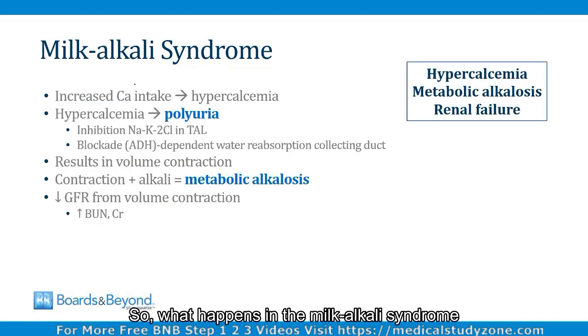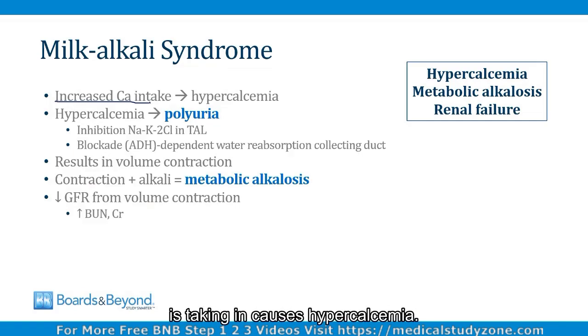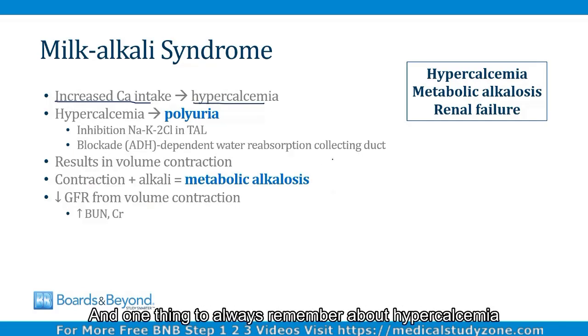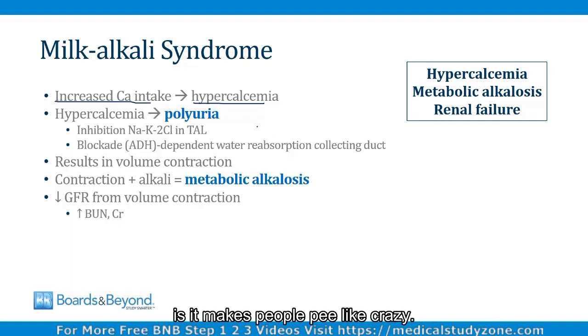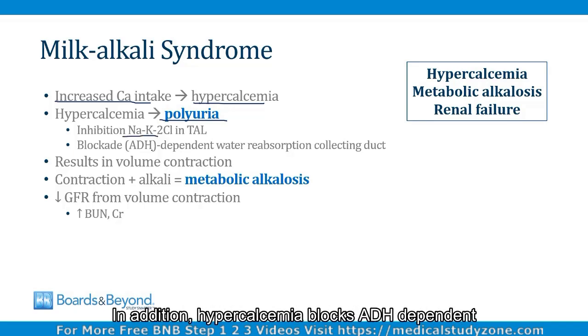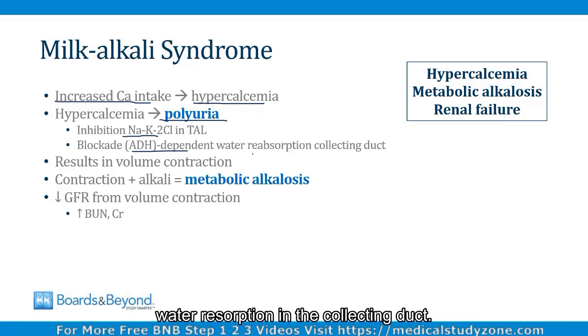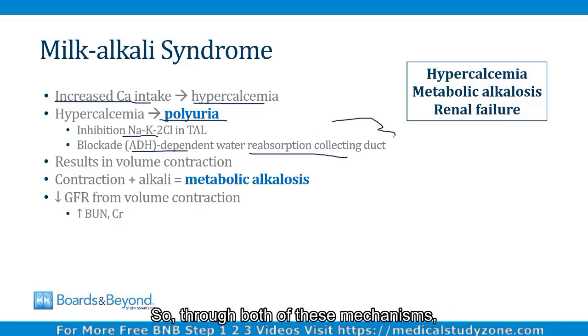So what happens in the milk alkali syndrome is all that calcium that the patient is taking in causes hypercalcemia. And one thing to always remember about hypercalcemia is it makes people pee like crazy. So anyone who's hypercalcemic for any reason is going to develop polyuria. There are a couple of mechanisms for this. The hypercalcemia inhibits the reabsorption of sodium, potassium, and chloride in the thick ascending limb of Henle. In addition, hypercalcemia blocks ADH-dependent water resorption in the collecting duct. So through both of these mechanisms, patients start to urinate like crazy when they're hypercalcemic, and this causes volume contraction.